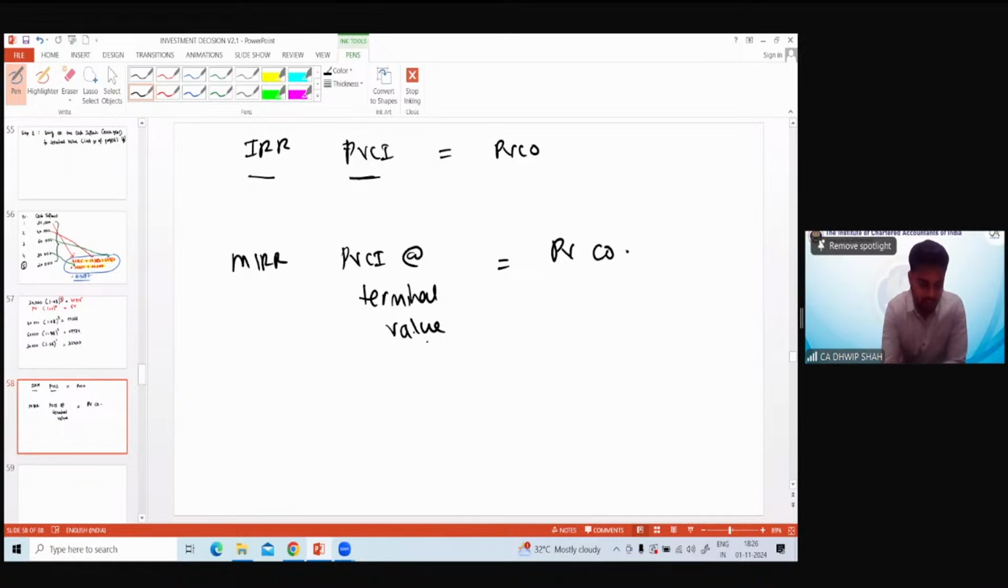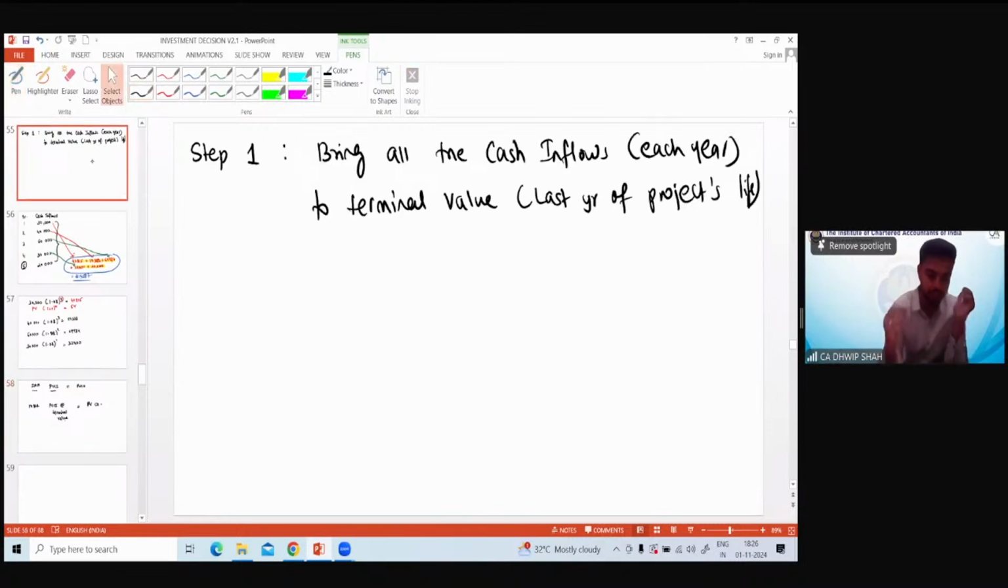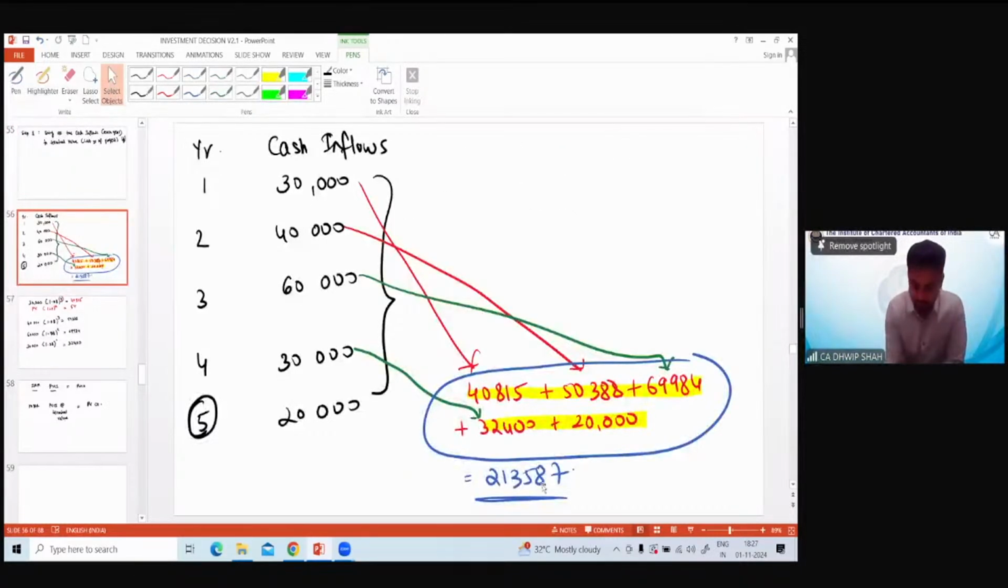Are you understanding? This is a little complicated and modified IRR is a little complex. First step, you need to understand step by step. First step is bringing all the cash inflows to terminal value, to terminal point, and the terminal point is the last year of the project's life. That first step we have done.